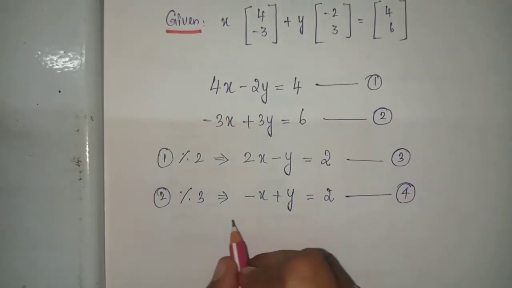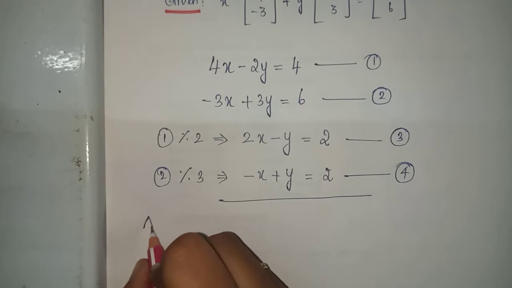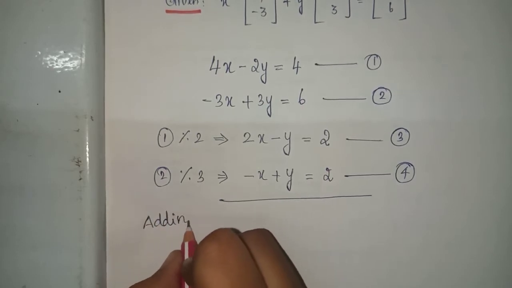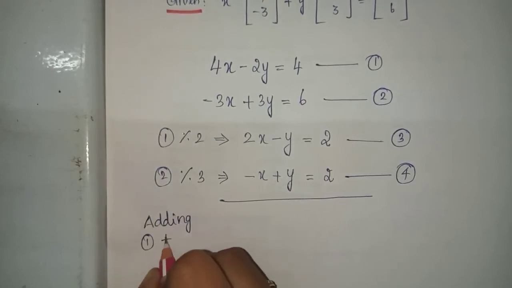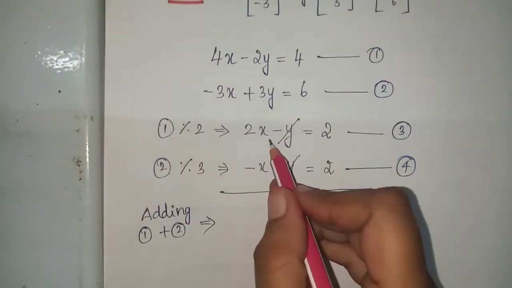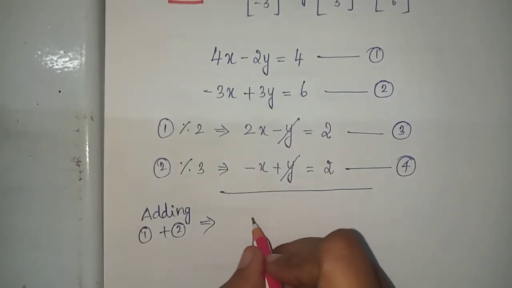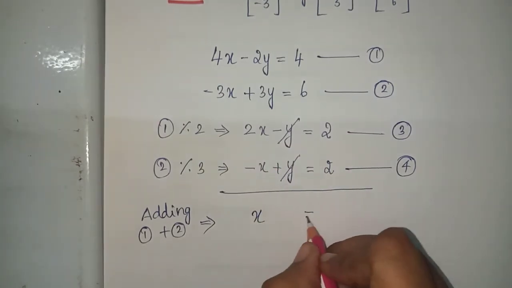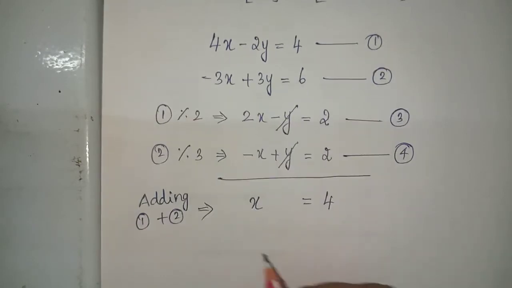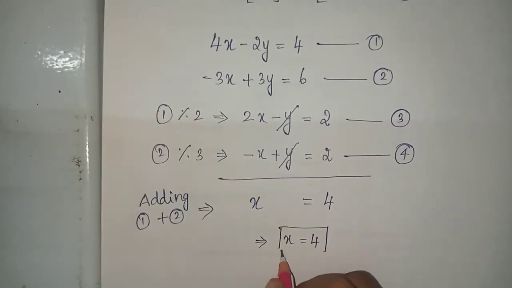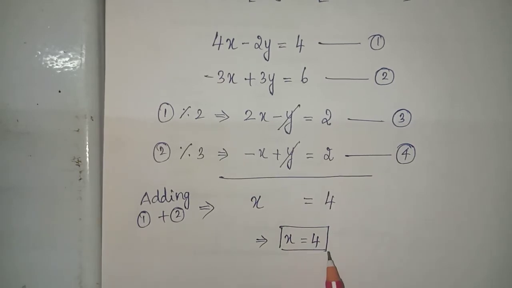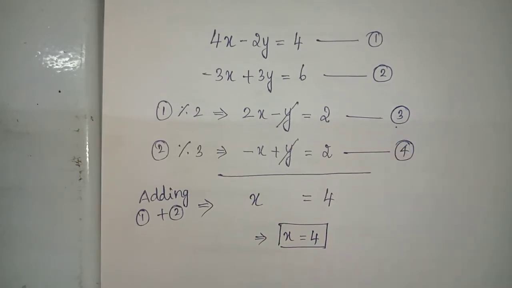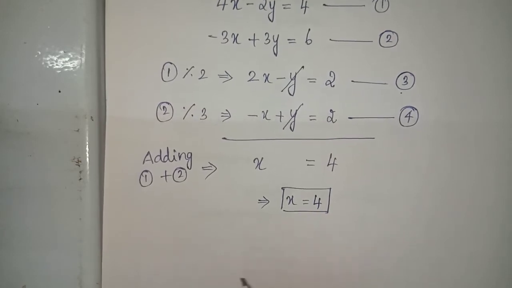So you just add equation 1 and 2. So adding equation 1 plus equation 2, y cancels, you get 2x minus x, that is x, is equal to 2 plus 2 is 4. Therefore, you get the value of x is equal to 4. Now substitute the value of x is equal to 4 in any one of these equations. You get the value of y.